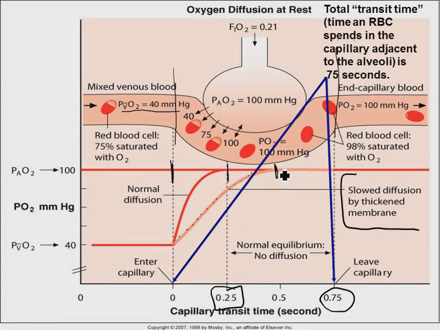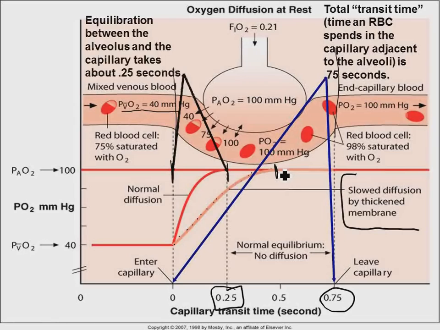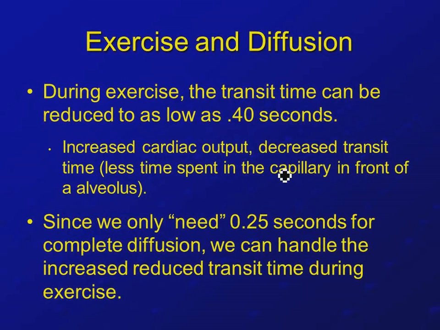So that total transit time is 0.75 seconds. Total diffusion time is 0.25 seconds under normal conditions. And when we have a thickening of that membrane, for whatever reason, it gets a little bit longer. The problem comes when I have an increase in cardiac output, say when I move, when I exercise, when I walk, you can use your imagination. Now all of a sudden, the transit time is reduced. Uh-oh, what did he just say?